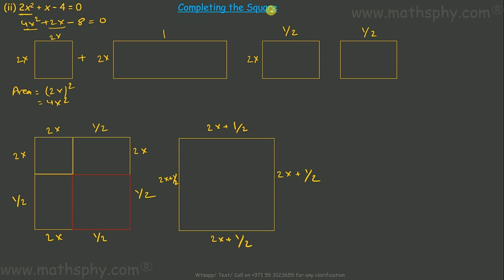I have completed the square, but this piece here is not mine. This is the borrowed piece. I will take this off. This will go off from here, which is 1 over 2, 1 over 2. So the new area would be this square minus this square. So 2x plus 1 over 2 whole square minus this square, which is 1 over 2 whole square.